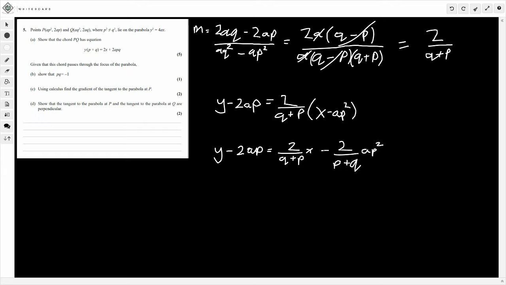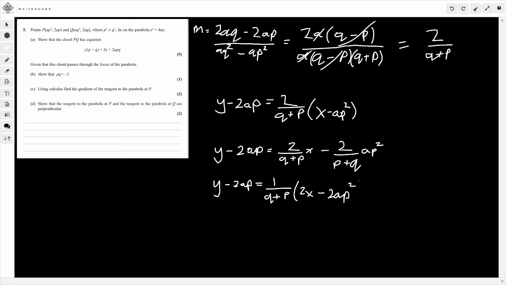So now you've just got to manipulate the algebra here to get it into this form. It doesn't look quite like this at the minute. We've got this denominator of q plus p that's causing a few issues, but we're going to get it into this form. So the first step here now is to factor out 1 over q plus p. So that's going to give me y minus 2ap equal to 1 over q plus p times 2x minus 2ap squared.